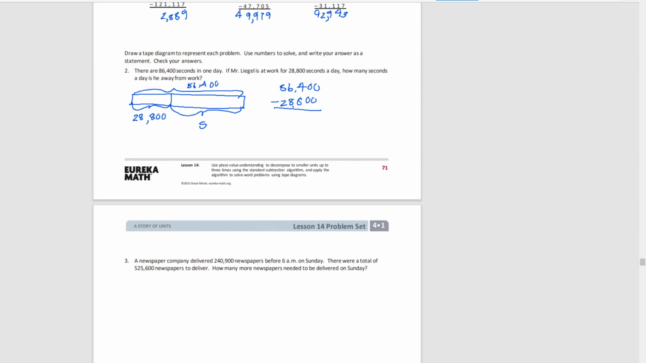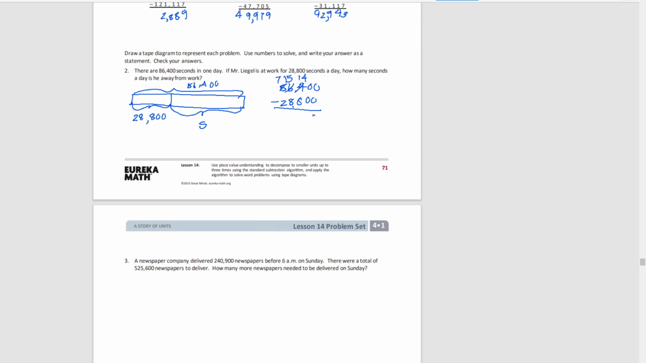Okay, we can do the ones, the ones, the tens. Can't do the hundreds, so we need to take 1,000 and add 10 hundreds to get 14. Can't do the thousands, so we'll take 10,000 and make it 15. So now we can subtract.